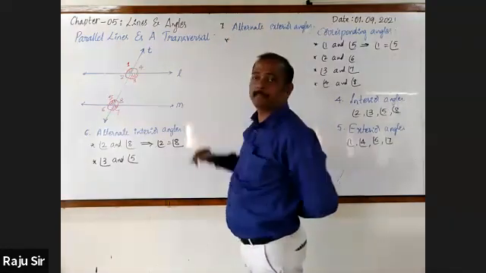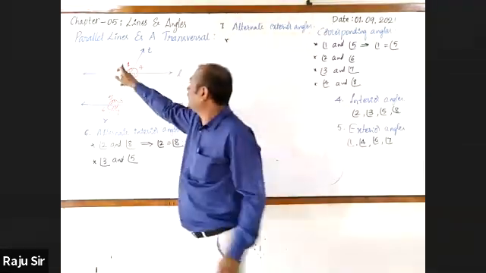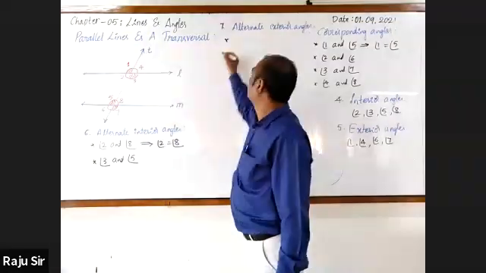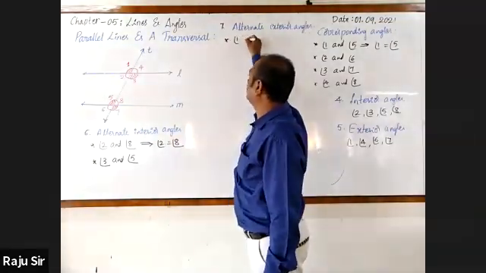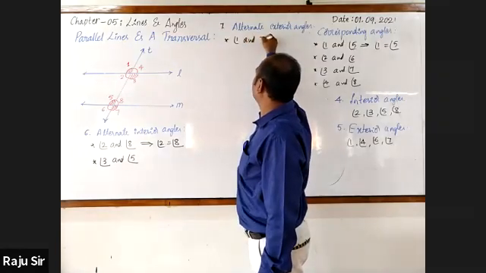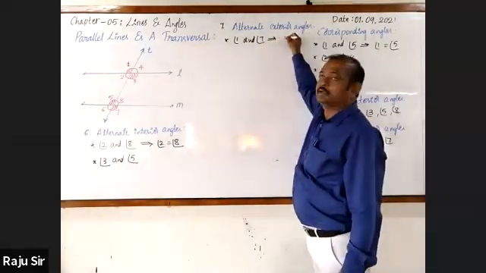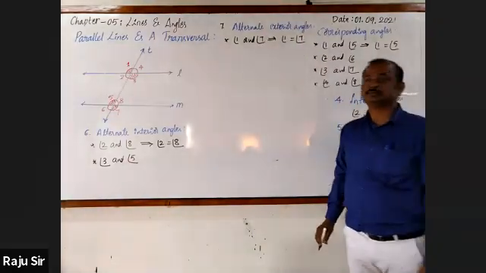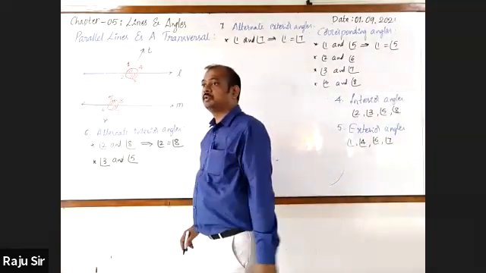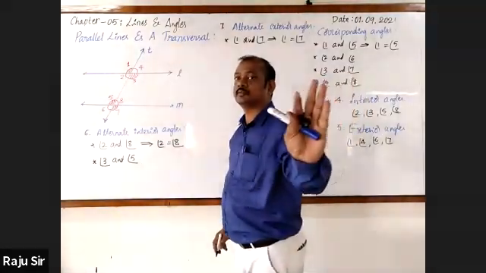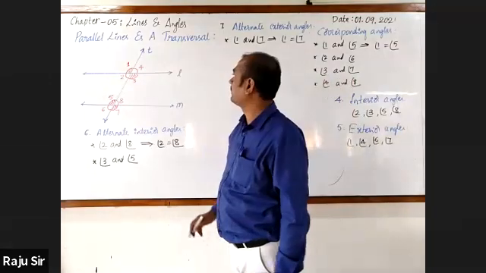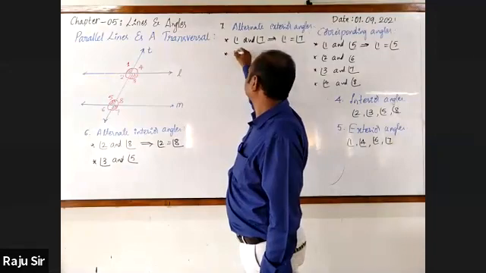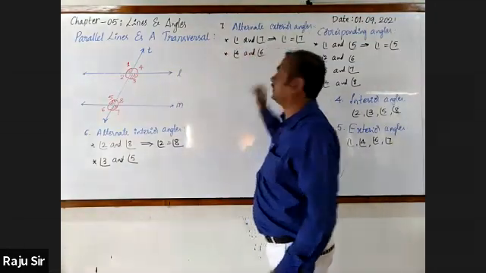Angle 1 and angle 7 are alternate exterior angles. Wait. Angle 1 and angle 7. What is the relationship? They are equal. Angle 1 equal to angle 7. Sit down. What is the other pair? Angle 4 and angle 6. Right. Angle 4 and angle 6.